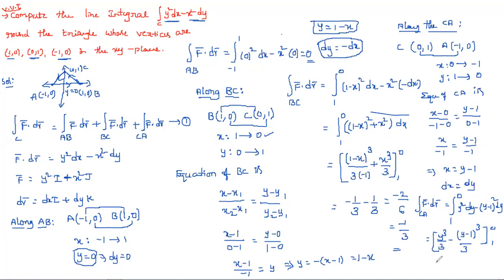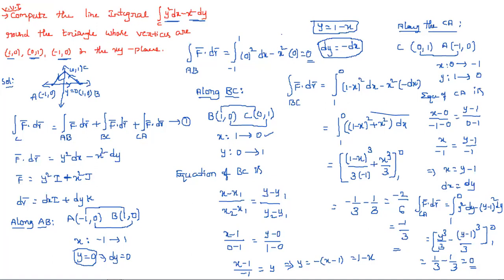Here, if you substitute 0 first, this is 0, and here we have (0 minus 1) whole cube. Minus 1 whole cube is minus 1, but there is already a minus, so it becomes plus 1 by 3. And next we substitute the lower limit: 1 by 3 minus 1 by 3, and here 1 minus 1 is 0. So simply we get this as 0 now. So this is the line CA, but what I require is to find it throughout the triangle.